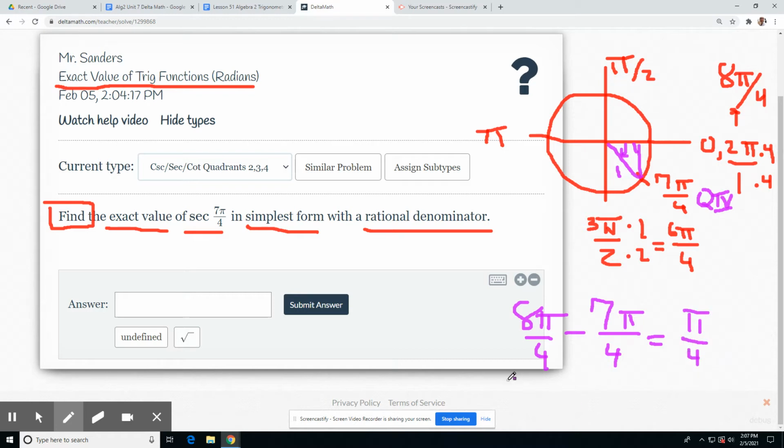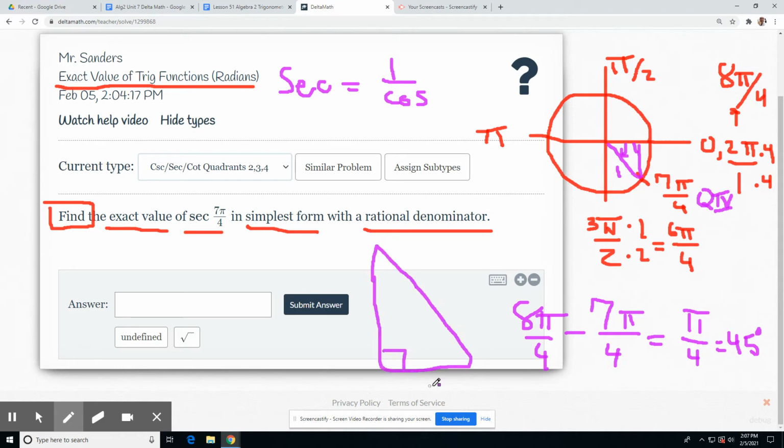Okay, now that we know this reference angle, we'll go ahead and calculate. Now secant is equal to 1 over cosine, or basically the reciprocal of cosine. So if I find the cosine of pi over 4, then I flip it, and that'll give us the answer here. So let's see, cosine of pi over 4. Pi over 4 is the same thing as 45 degrees. So we're going back to our special right triangles. So this is 1, 1, and radical 2 for the 45, or pi over 4.